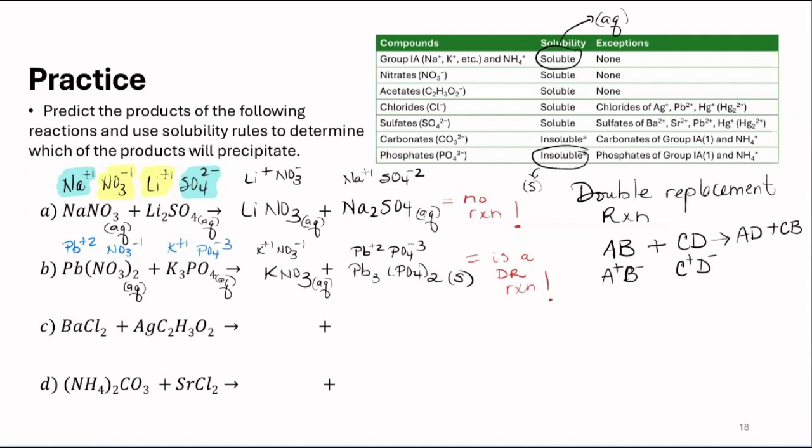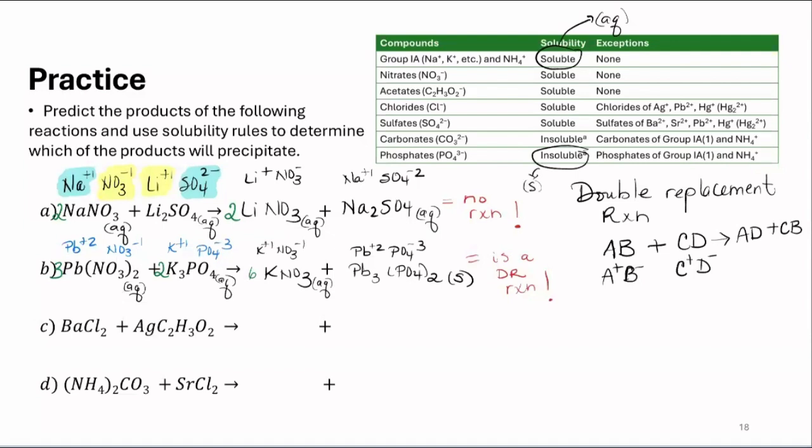Before I move on, it is important that every time we have a double replacement reaction, we actually balance it. So to balance the first reaction, I'm going to place a 2 before sodium nitrate, and I'm going to place a 2 before lithium nitrate. And now on both sides, I have 2 sodiums, 2 nitrates, 2 lithiums, and 1 sulfate.